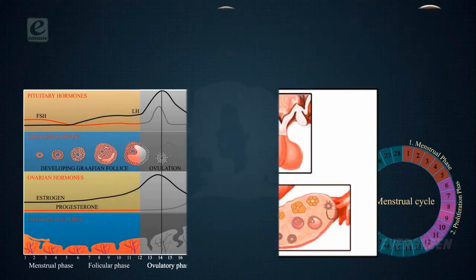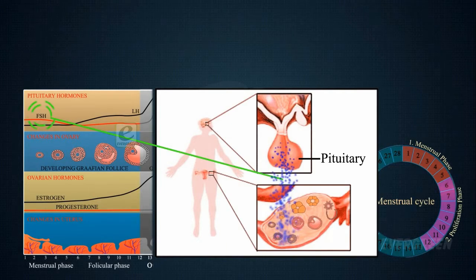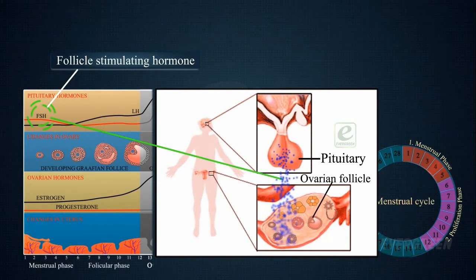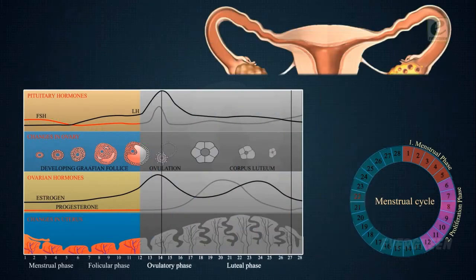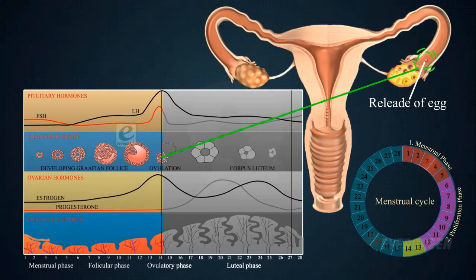Proliferation phase. In this phase, the anterior pituitary begins the secretion of FSH, that is, follicle stimulating hormone. It stimulates the development of an ovarian follicle in the ovary. On the 13th or 14th day, that is in mid-cycle of menstrual cycle, one follicle reaches maturity and ovulation occurs. Ovulation means release of egg from the mature Graafian follicle.